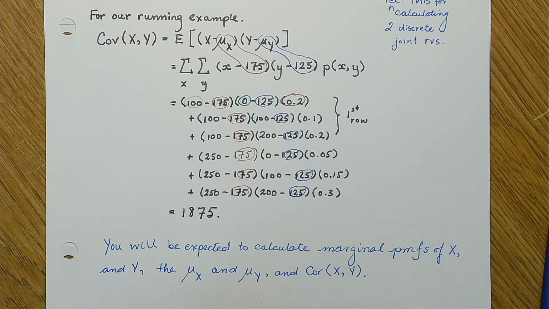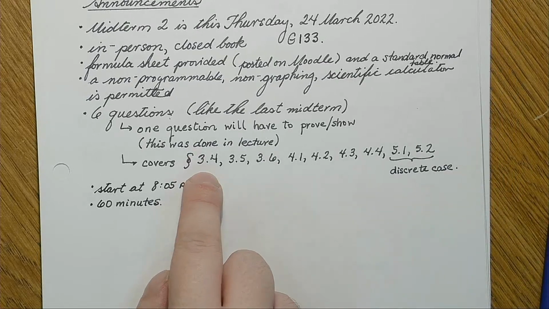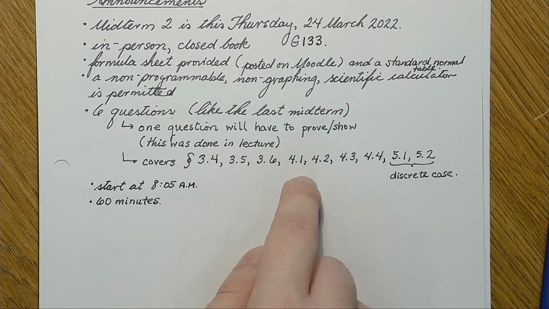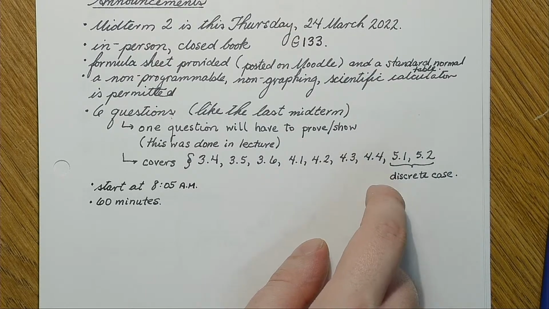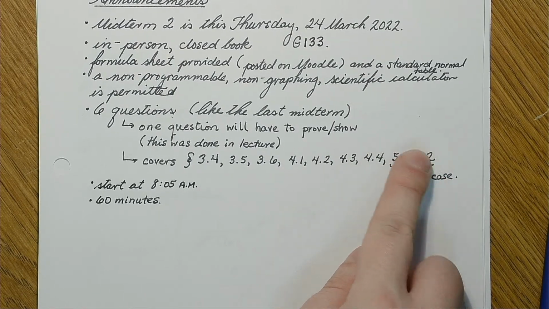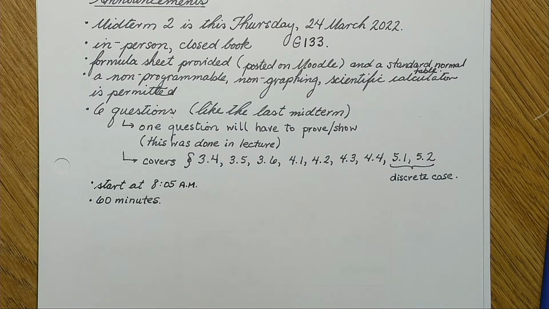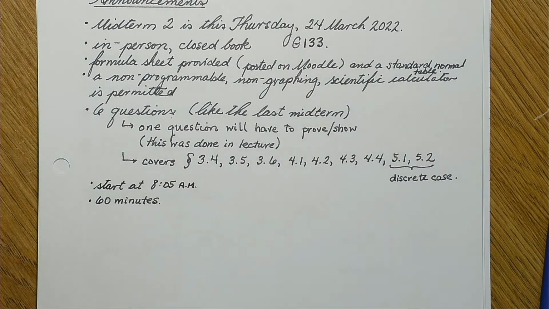Okay, is there any questions before we finish for today? Just to be sure, how far back does the material cover for the midterms? So that was what we covered at the beginning of the lecture. Let me grab what I had written. It will cover 3.4, 3.5, 3.6, 4.1, 4.2, 4.3, 4.4, 5.1, and 5.2 for the discrete case. So 3.4, that goes back to the binomial distribution.